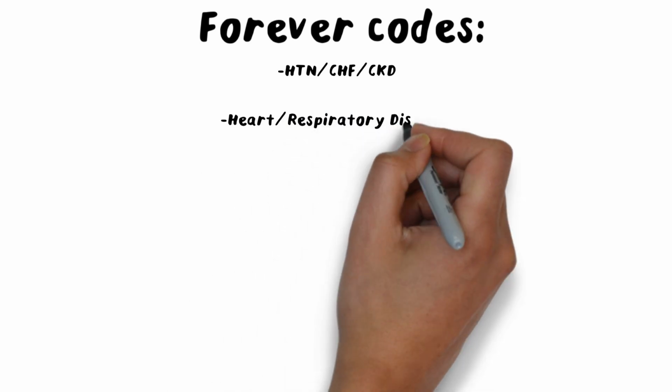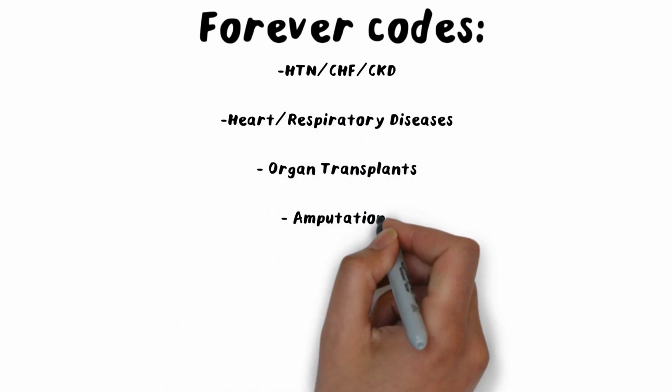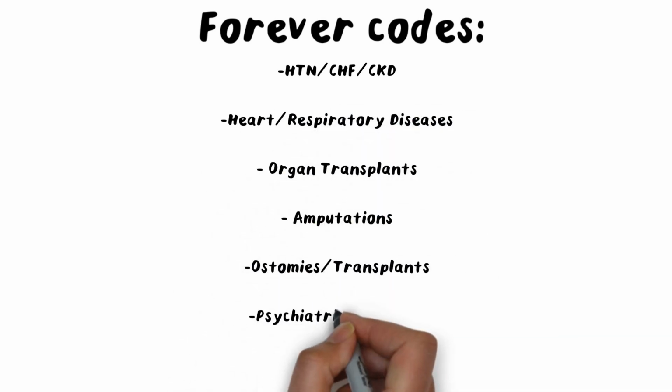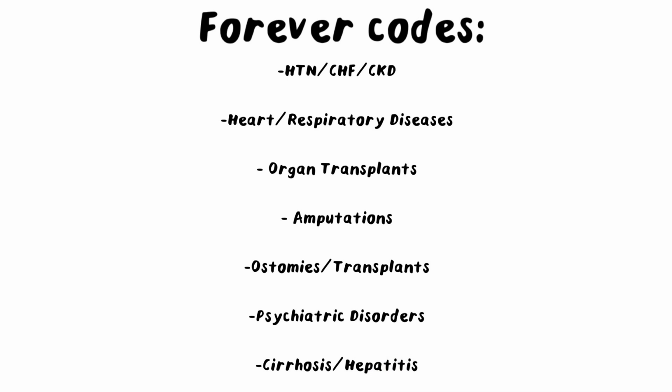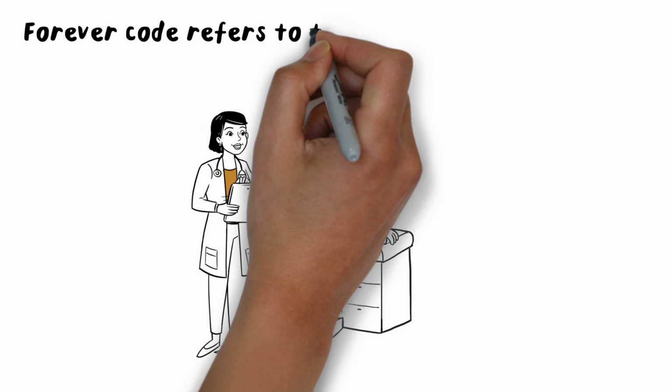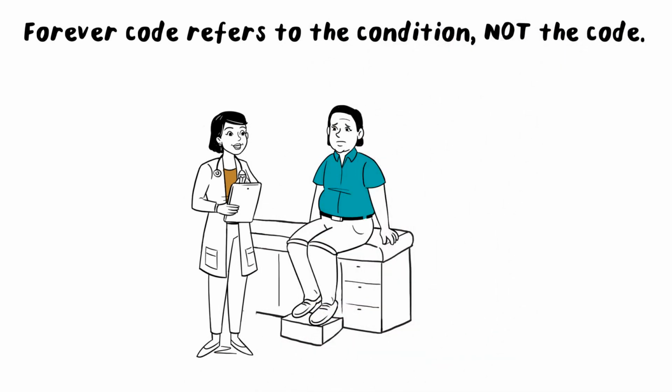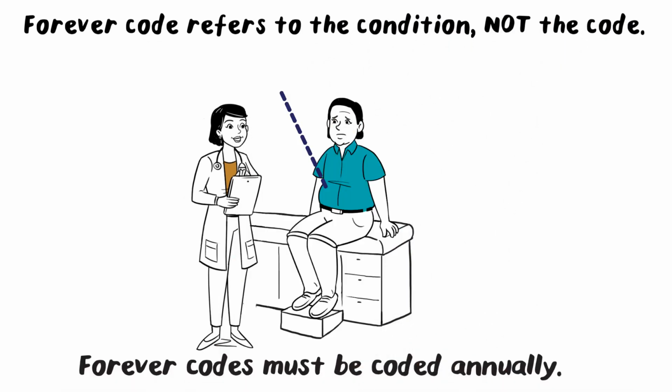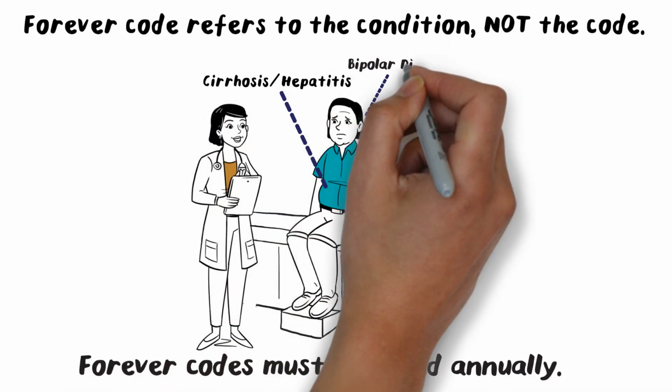Forever codes are for conditions that will unlikely resolve, such as organ transplants and amputations. Forever codes describe important diagnoses that communicate a patient's disease burden. The forever part of a forever code refers to the condition, not the code. That means these must be evaluated, documented, and coded annually.